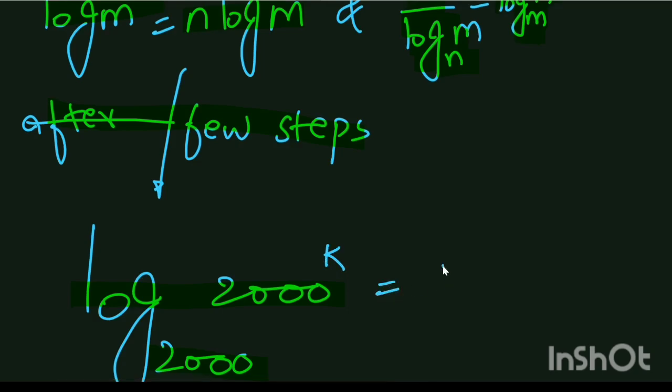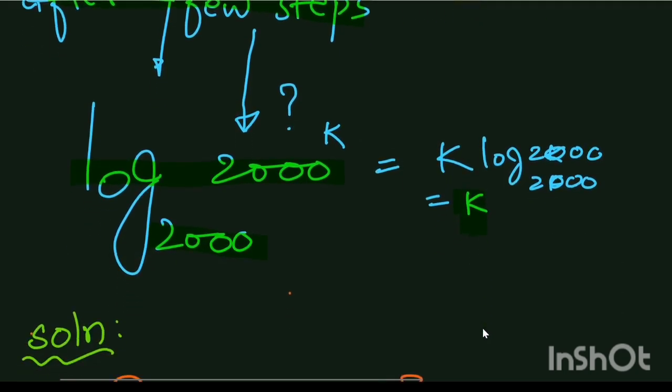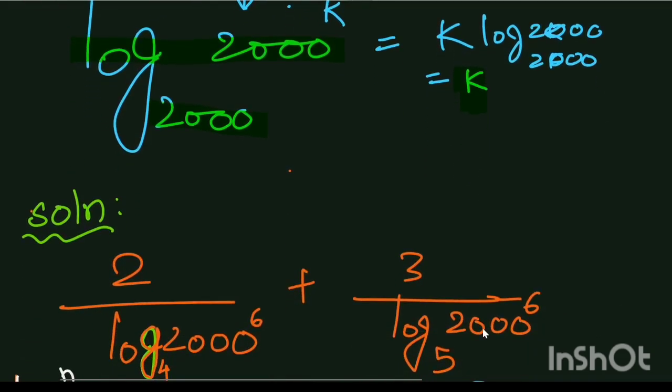Okay, so k log 2000 base 2000, so we will get the answer as k. So after a few steps, we have to see if it can be expressed in the form of 2000 to the power k, because if at all it is expressible, then the answer would be k, guys. So that way we have to approach, and that way we have to solve. So now moving on to the solution.